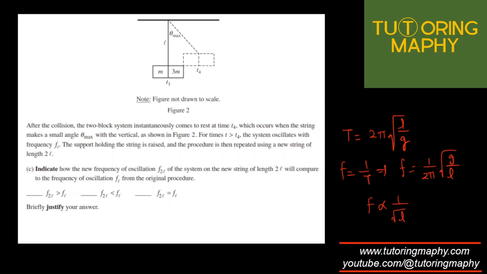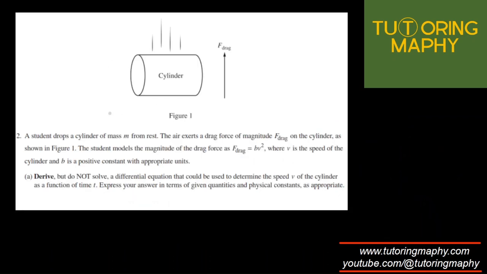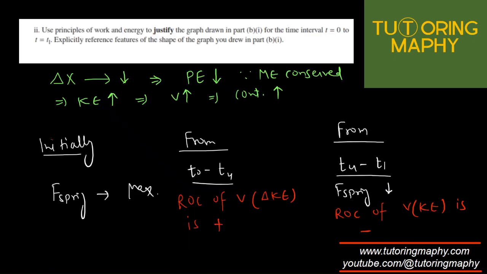So which option are we going to mark? We are going to mark this one because the new frequency is less than the old frequency, because it's inversely proportional to the square root of the length. Okay. I think this is it for question number 1.